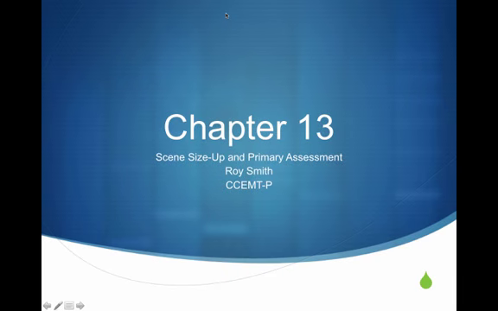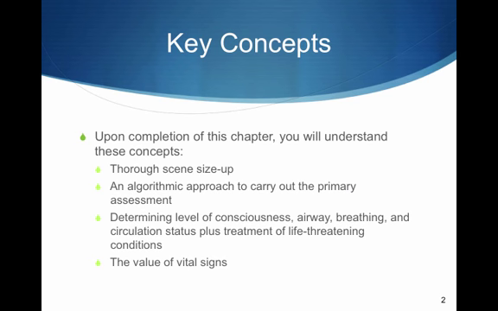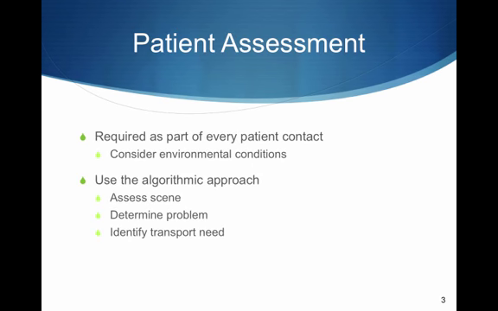This is going to be Chapter 13, Scene Size Up and Primary Assessment. Key concepts. After completion of this chapter, you'll be able to understand these concepts: thorough scene size up, algorithmic approach to carrying out primary assessment, determine level of consciousness, airway, breathing, and circulation status, plus the treatment of life-threatening conditions, and the value of vital signs.